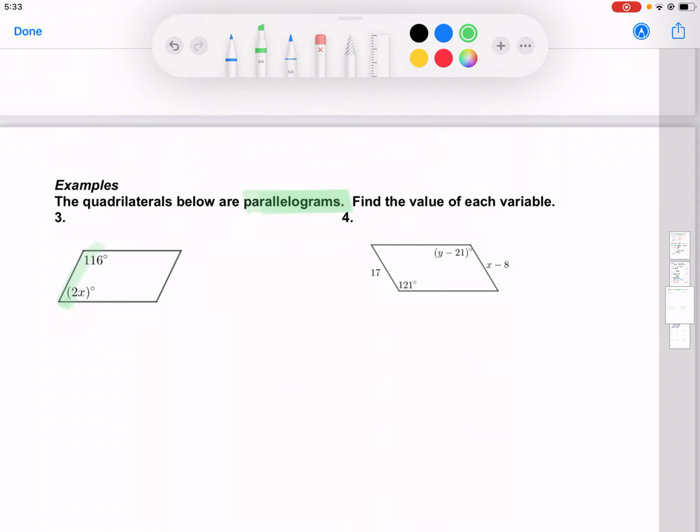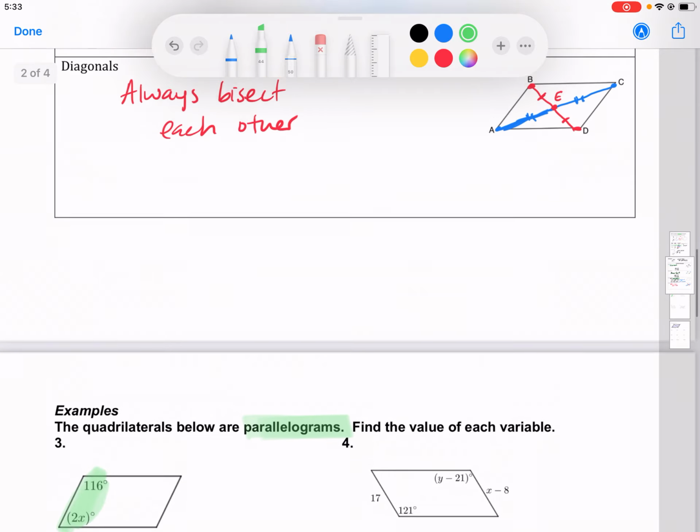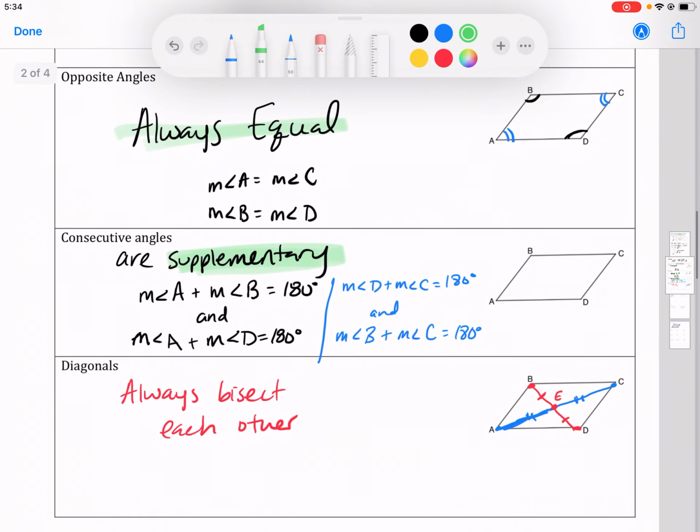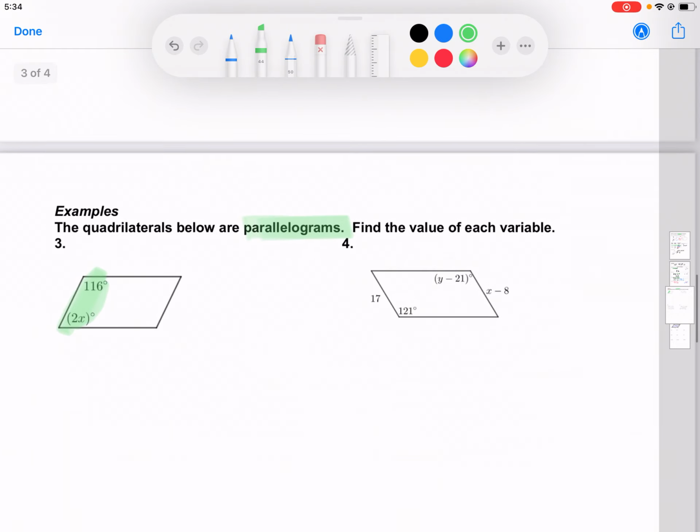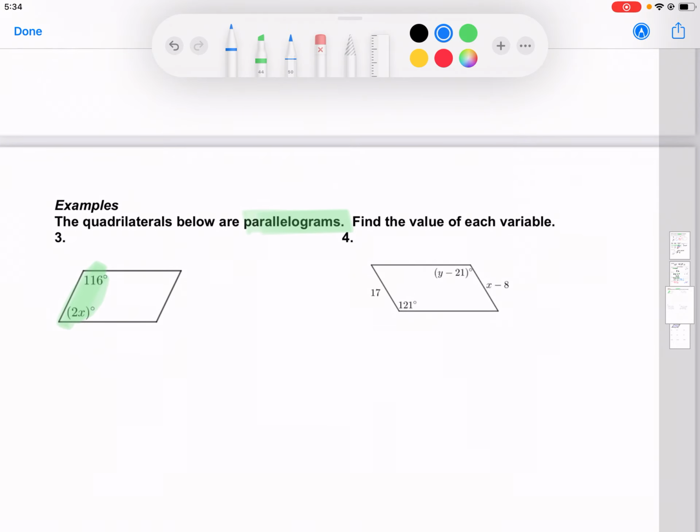In this first picture, we're dealing with consecutive angles. They're not opposite from each other. They're not the same size, so they're not equal. Consecutive angles, we know, are supplementary, meaning they add up to 180. So I'm going to take that 2x and add it to the 116, and that should equal 180 degrees. Those are consecutive.